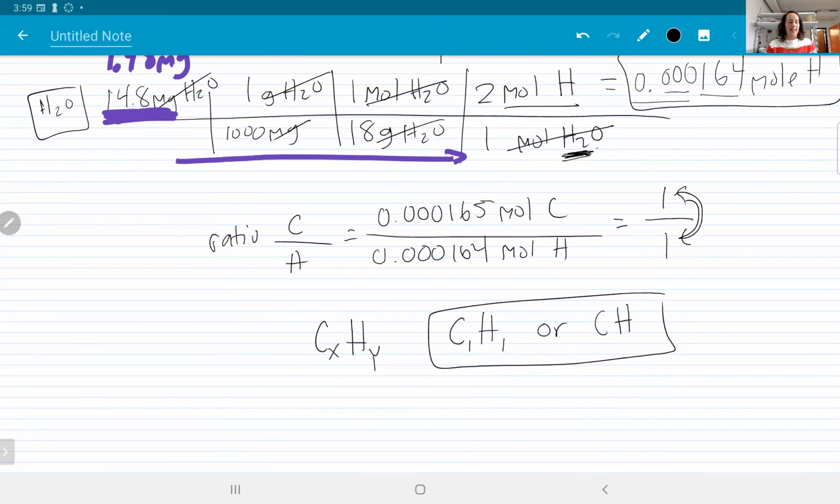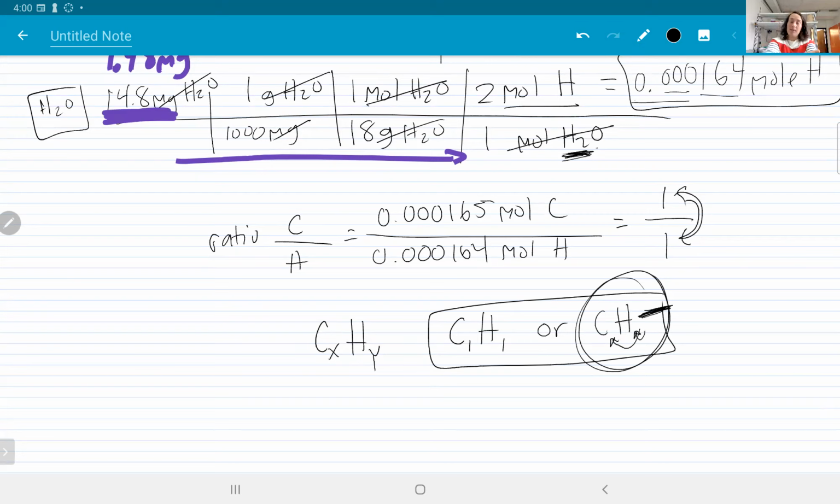Okay. So that is how we can use combustion analysis to help us solve for empirical formulas. Now remember, in some of your homework problems, it's going to ask you to get the molecular formula. So the molecular formula, remember, to solve for once you know the empirical formula, you can take the molar mass of the empirical formula and divide that into the molar mass of the molecular formula they give you, and it'll give you some coefficient, like a whole number ratio.